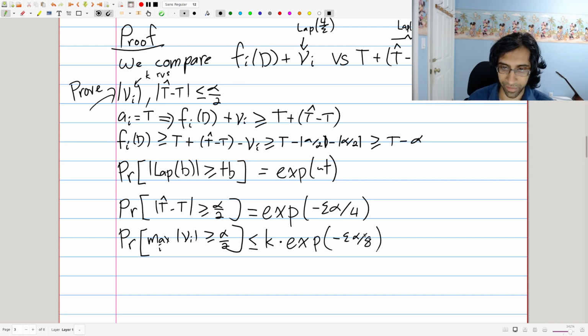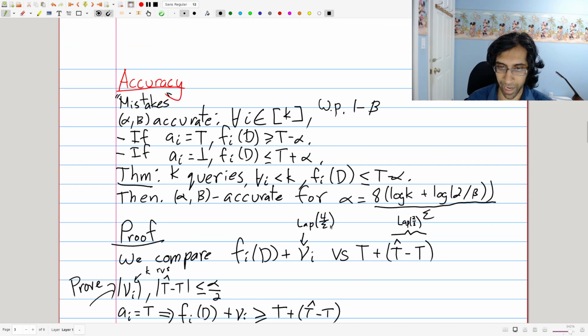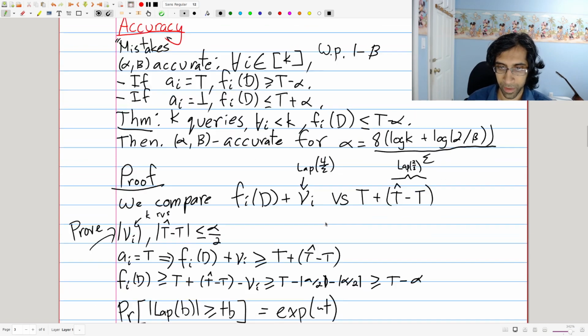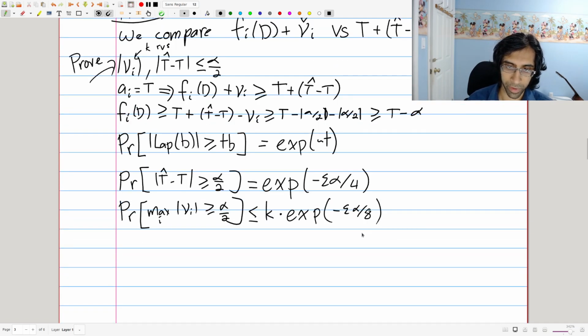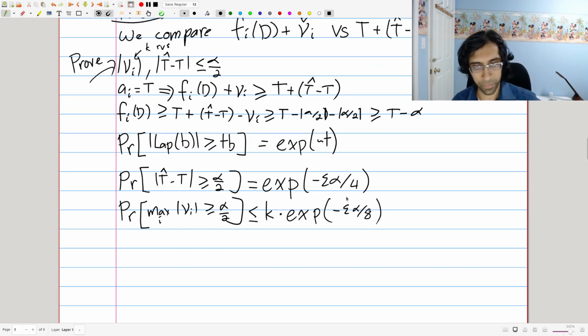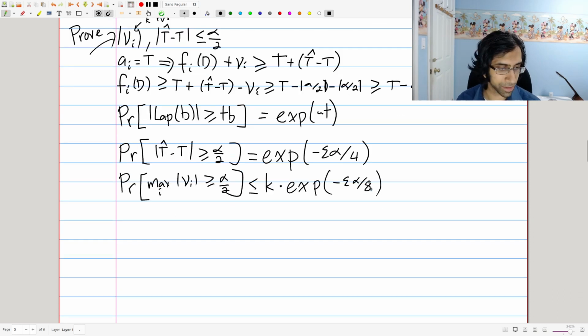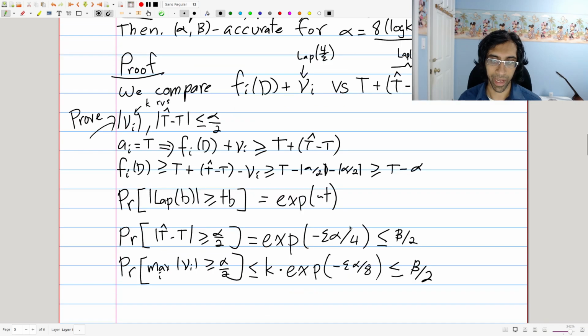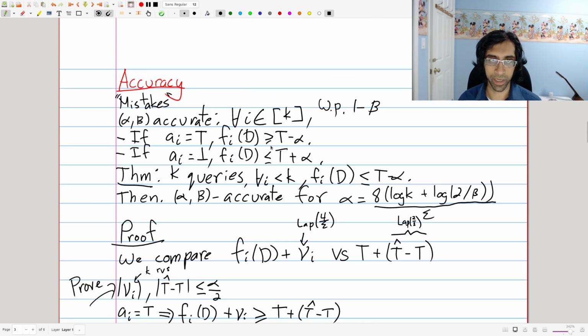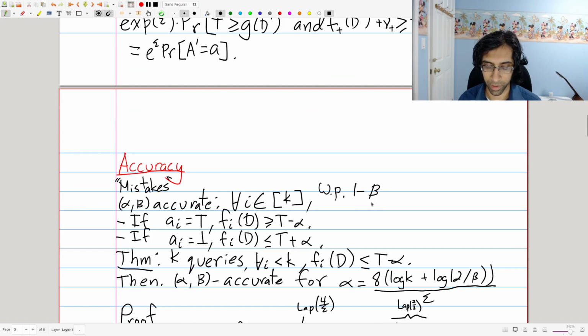And why is this 8 instead of 4? Well, the reason is because when we were defining these, we had a factor of 2 more in the parameter. So these are the two conditions. These are the probabilities that these two events happen. If you invert these, what we're going to do is set both of these events of failure to be less than or equal to beta over 2. Because these are the two ways that the algorithm can fail, based on what we showed above. We set them each to fail with probability beta over 2 because the overall failure probability is going to be beta.